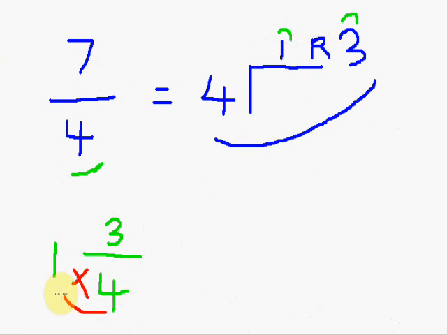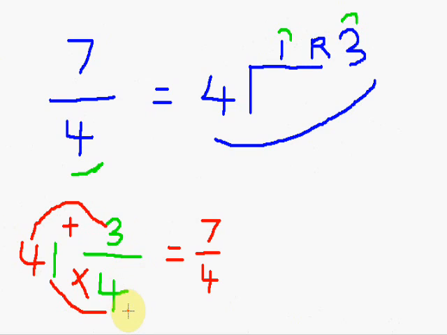Okay, and if you want to check it, then you multiply 4 by 1, you get 4 ones are 4, and then you add the 3 now. Okay, you get 7 on 4. Let's look at another one. Okay.